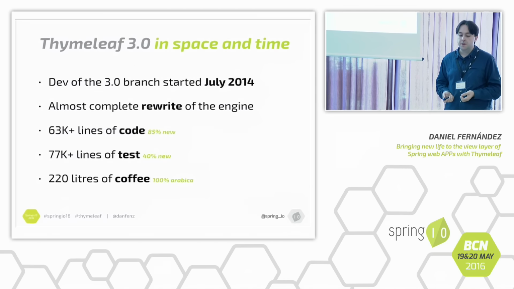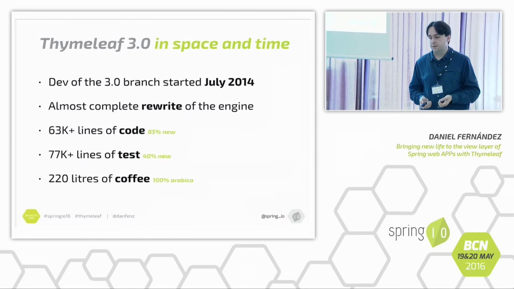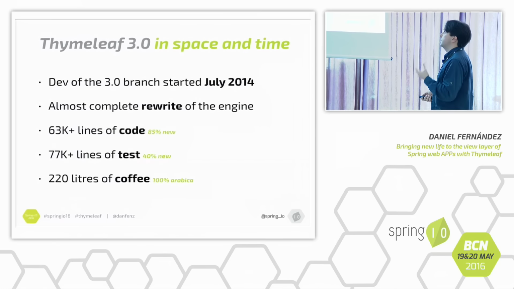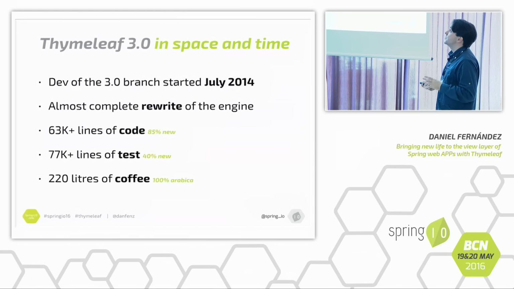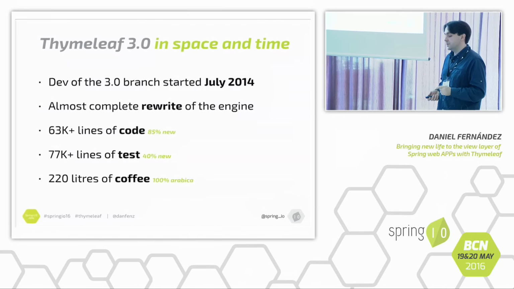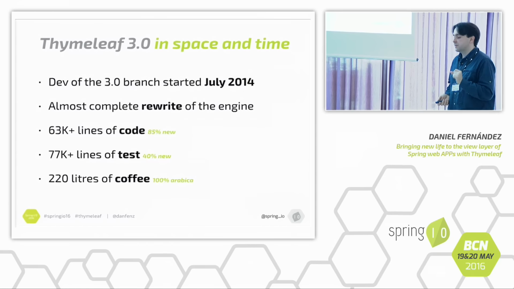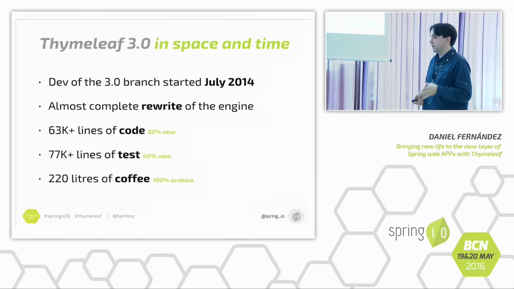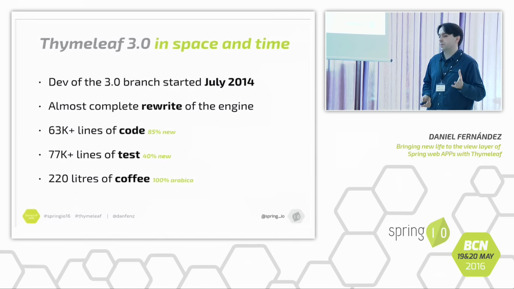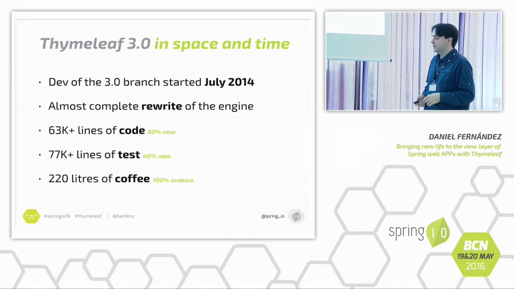Thymeleaf 3 has been in development, I think, almost forever, but it's been only since July 2014. Actually, the development of the 3.0 branch started in July 2014, but there is a specific part of Thymeleaf 3, which is the new parser, a completely separate library called AutoParser, which I started developing in late 2012, already having in mind that it would be the parser for Thymeleaf 3. So it's from 2012 that I've been thinking about what Thymeleaf 3 should look like.